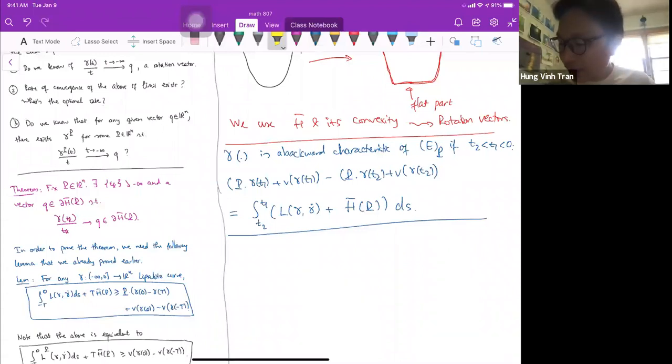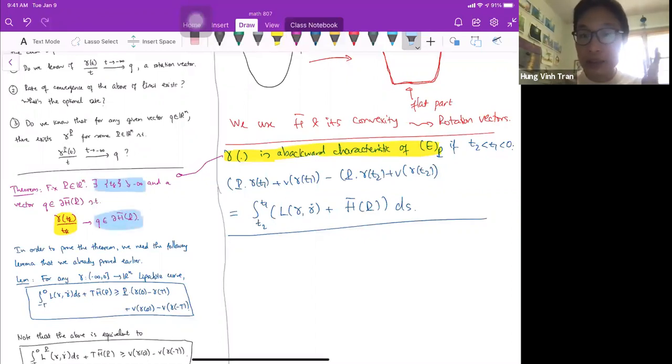Given gamma is a backward characteristic of the problem with EP, so exactly what I wrote on the right panel here. Maybe I should have said that this is an assumption here. So gamma is a backward characteristic of EP. Then I don't have convergence along the full sequence, but I do have convergence along a subsequence. So there would exist a subsequence going to minus infinity, so that I have the convergence of gamma t_k over t_k to a vector that is in the subgradient set.